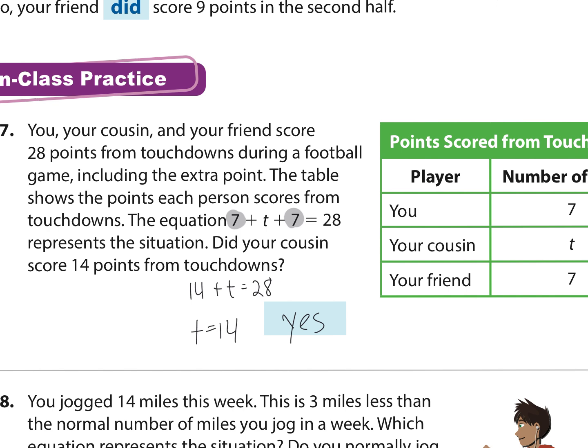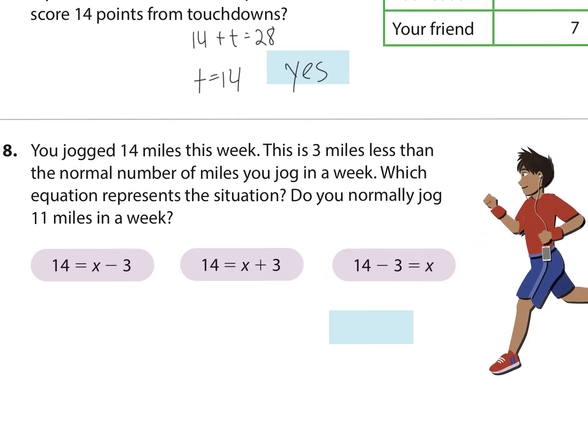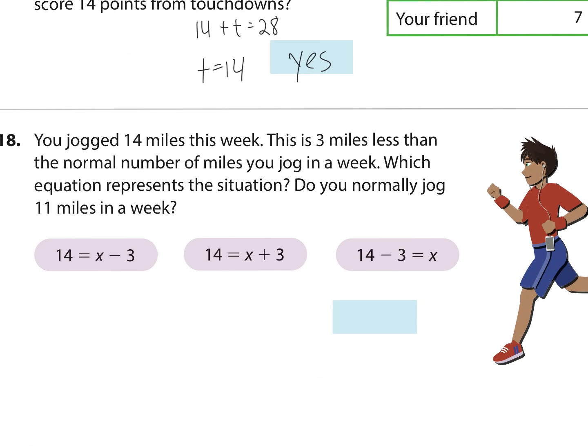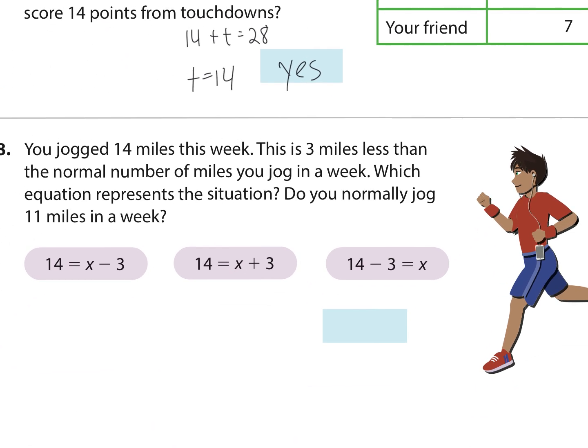Okay, do we just have one more? Yep. Last one. All right, number 18. You jogged 14 miles this week. This is 3 miles less than the normal number of miles that you jog in a week. Okay, so 14 miles, but that's 3 miles less. So what do you normally jog? 17. Okay, which equation represents the situation? 14 miles, it's 3 miles less than what you normally jog. Do you normally jog 11 miles in a week?